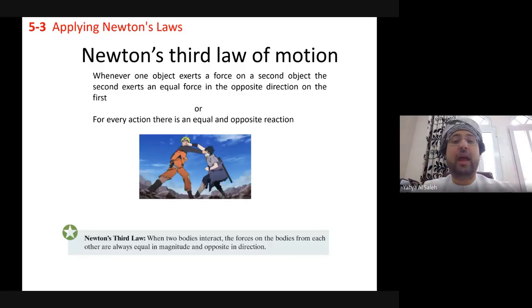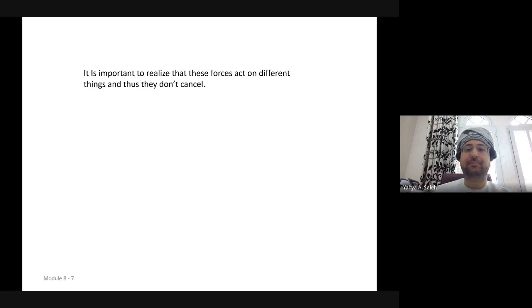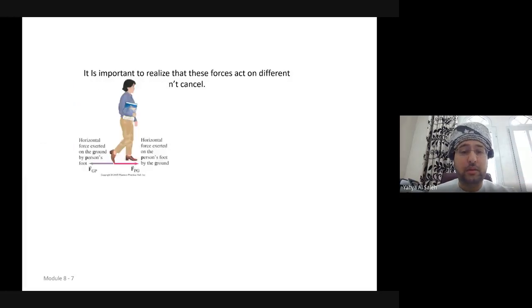Otherwise known as, for every action, there is an equal and opposite reaction. I prefer the Arabic version. Okay. Now, it is very important to realize that these forces act on different things, and thus they don't cancel. I'm going to draw the diagram, and then you're going to understand what I mean.